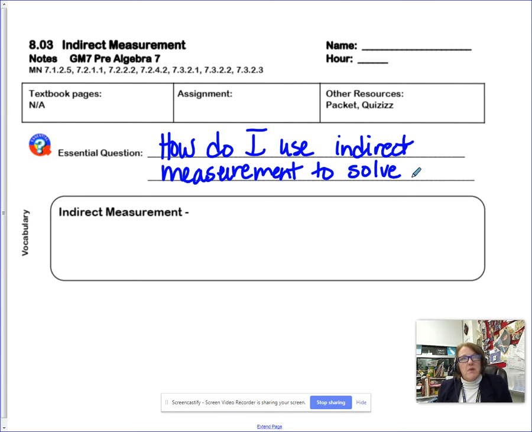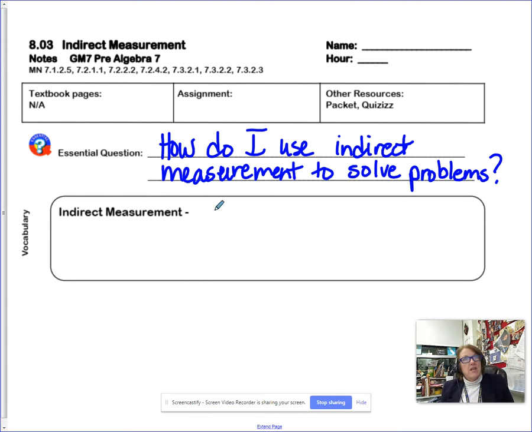Sometimes it's just impossible to physically measure something directly, okay? For example, there's no way we would take a tape measure and measure from here to the sun, yet somehow they've managed to determine that that's 93 million miles, Earth to the sun. They've used proportions and indirect measurement to do this. So what are we talking about when it comes to indirect measurement?